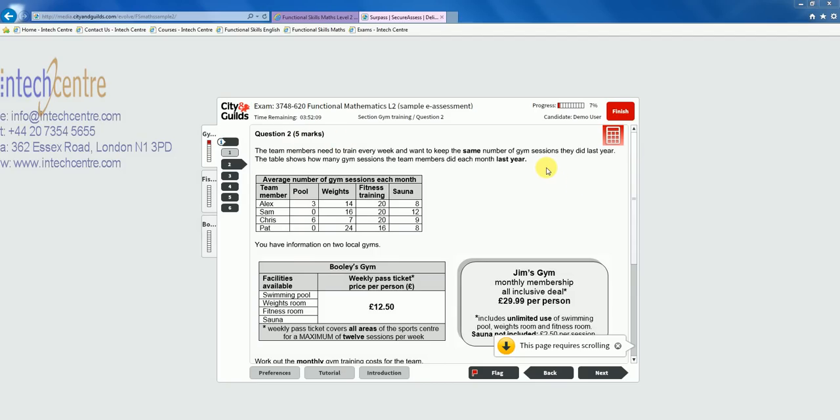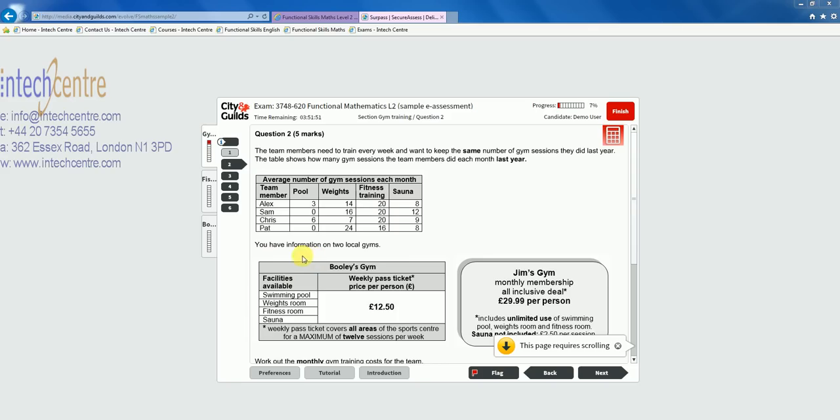The team members need to train every week and want to keep the same number of gym sessions they did last year. The table shows how many gym sessions the team members did last year. So this is the table, the average number of gym sessions each month. You've got the team member's name, the pool, weights, fitness training and sauna.